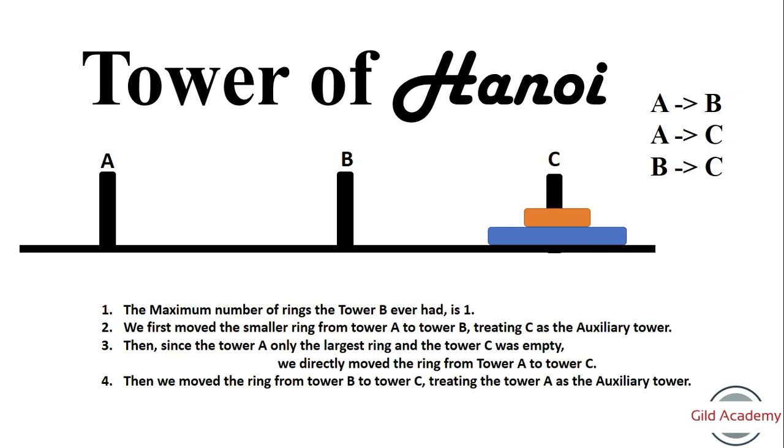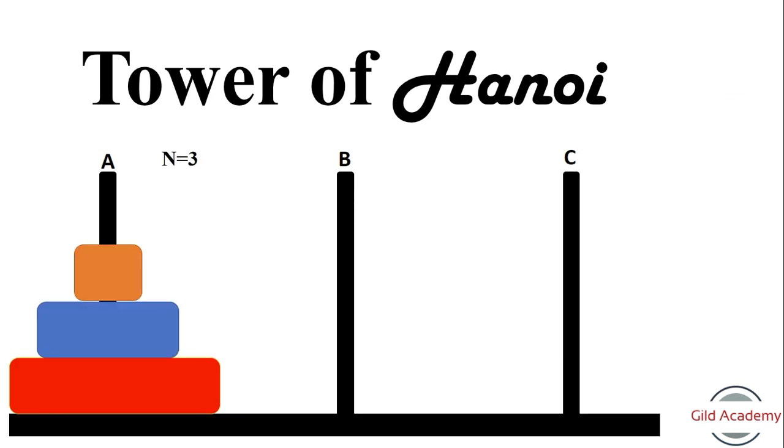Now, since tower C was empty and we had the largest ring available for movement in tower A, we moved that ring directly from tower A to tower C, and then we moved the smaller ring, which was in tower B right now, to tower C, and we can say that we treated tower A as the auxiliary tower during this time. Now, things will be even clearer when we try to solve a slightly more complex problem, and that would be when n equals 3.